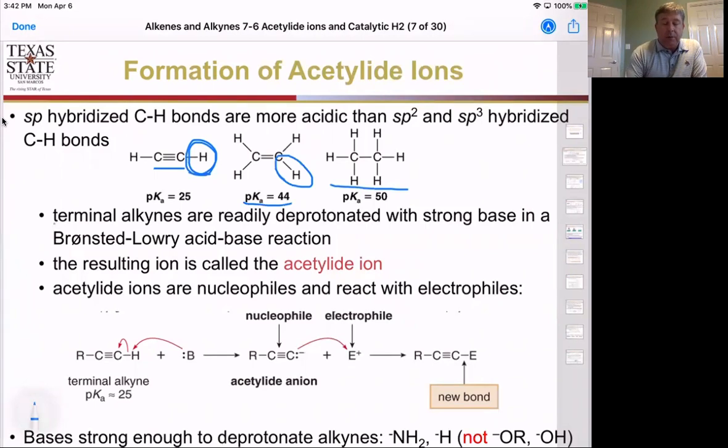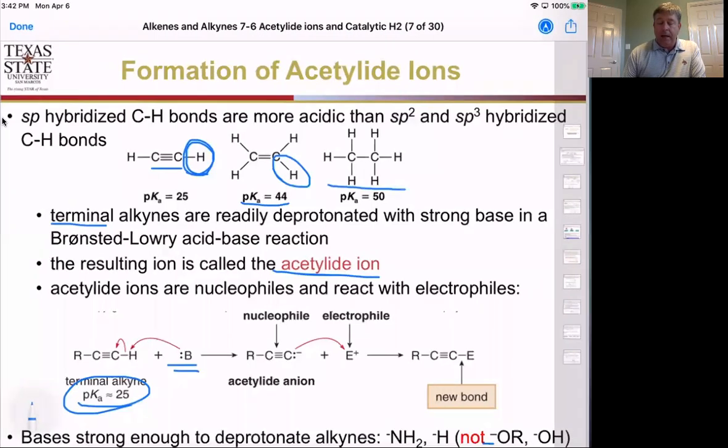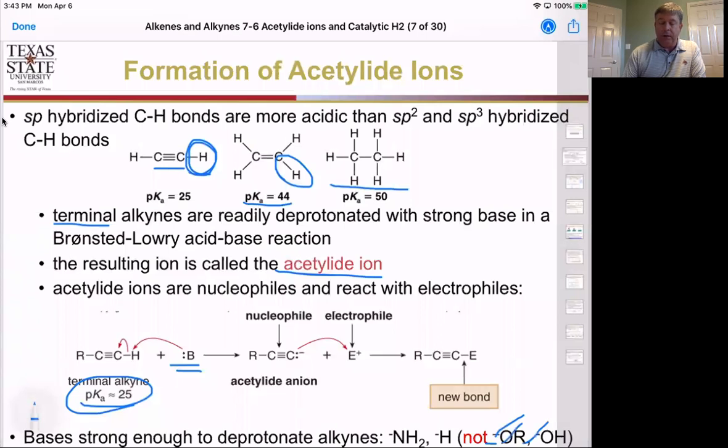Okay, if we have a terminal alkyne, meaning we have a hydrogen on that alkyne, we can deprotonate that with a very strong base in an acid-base reaction. If we deprotonate that, we can form the acetylide ion, and these are very useful as nucleophiles. The issue here is we can only use very, very strong bases. Because the pKa of this is so high, we have to use something very, very strong. So hydroxide and alkoxides are not strong enough to do this reaction, so we have to use amide or hydride to give us our acetylide ion.